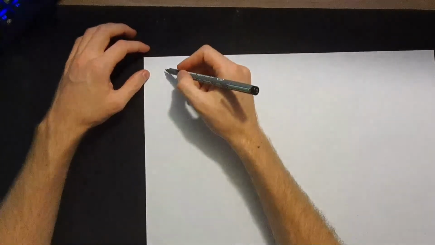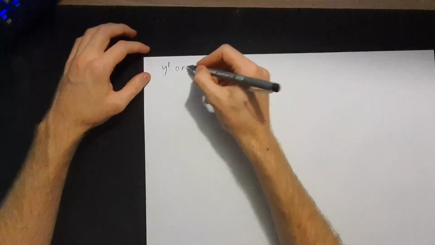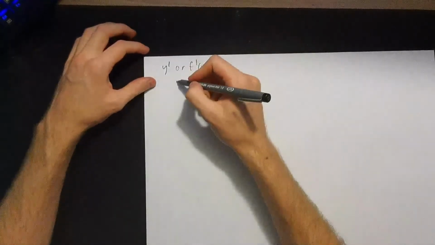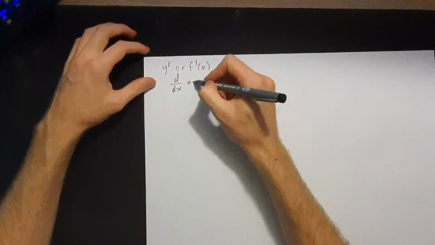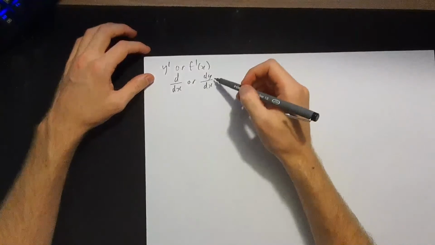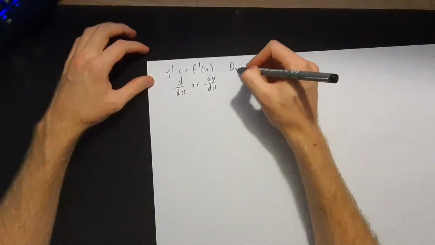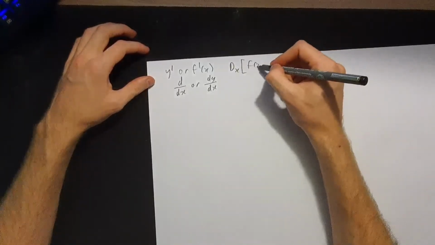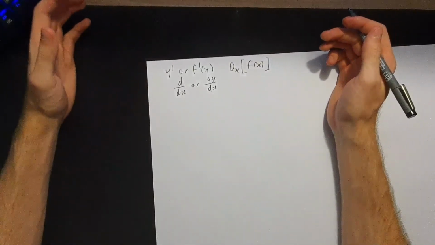They can ask you to find y prime or f prime, which means derivative. They can ask you to find d/dx or dy/dx, which asks for the rate of change. Or they can ask it another way, where they say the derivative with respect to x of a function on the inside, f of x. So three main ways they can ask you to do that.